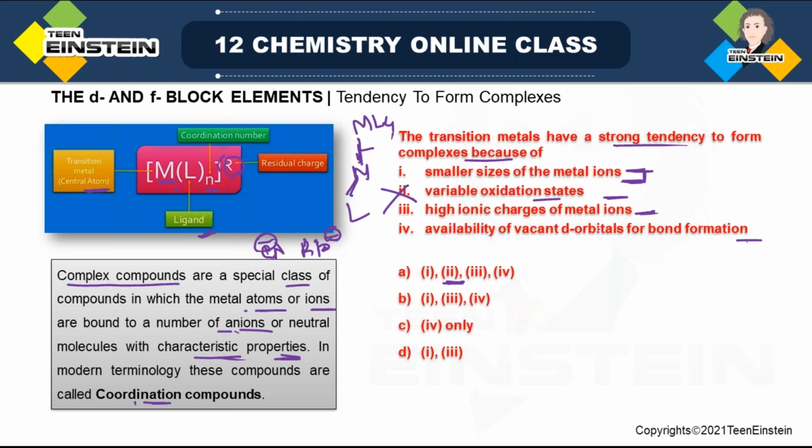Then the third point, high ionic charge. That is also one of the reasons, because when charge is very high and size is very small, the charge density is very high, and high charge density means strong tendency to form complex. So 1 and 3, these two are correct reasons. And the last point, availability of vacant d orbitals, is also a correct reason, because ligands are donating electrons to metals. So metals must have some vacant d orbitals, otherwise how will they accept electrons from ligands? So the correct reasons are 1, 3 and 4.